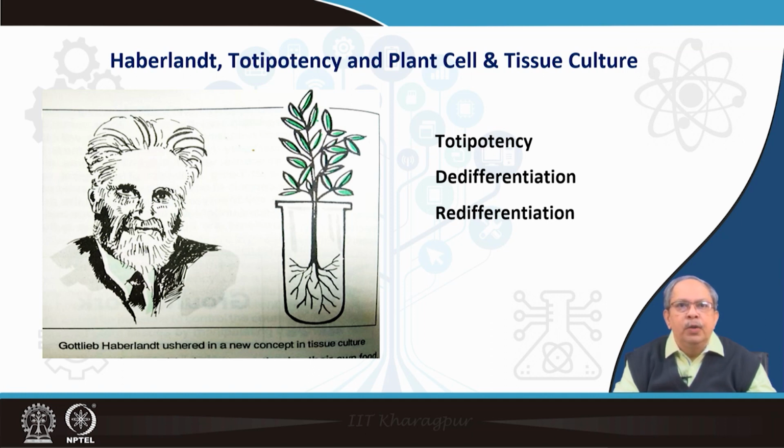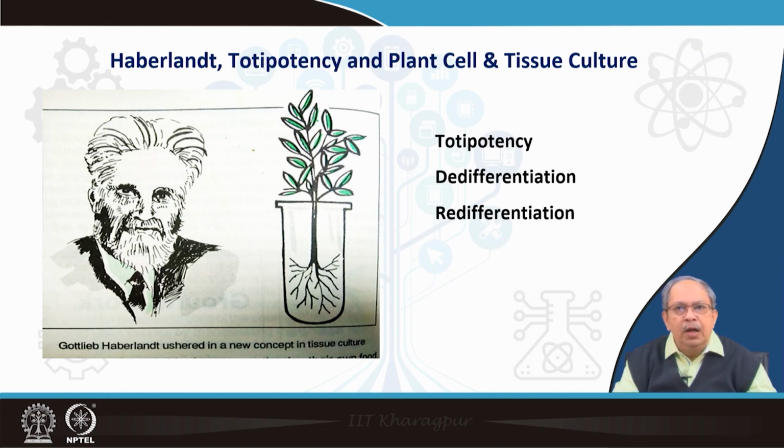tissue culture. Plant tissue culture, the concept first came from the terminology called totipotency, which was given by a German botanist called Haberlandt in the early 1900s, around 1900 to 1905. So, what is totipotency? Totipotency is the capability of a single plant cell to grow into a full plant. That means a single cell has the genetic capability to produce the entire plant, provided you give it the right environmental condition and the right nutrients, including hormones.